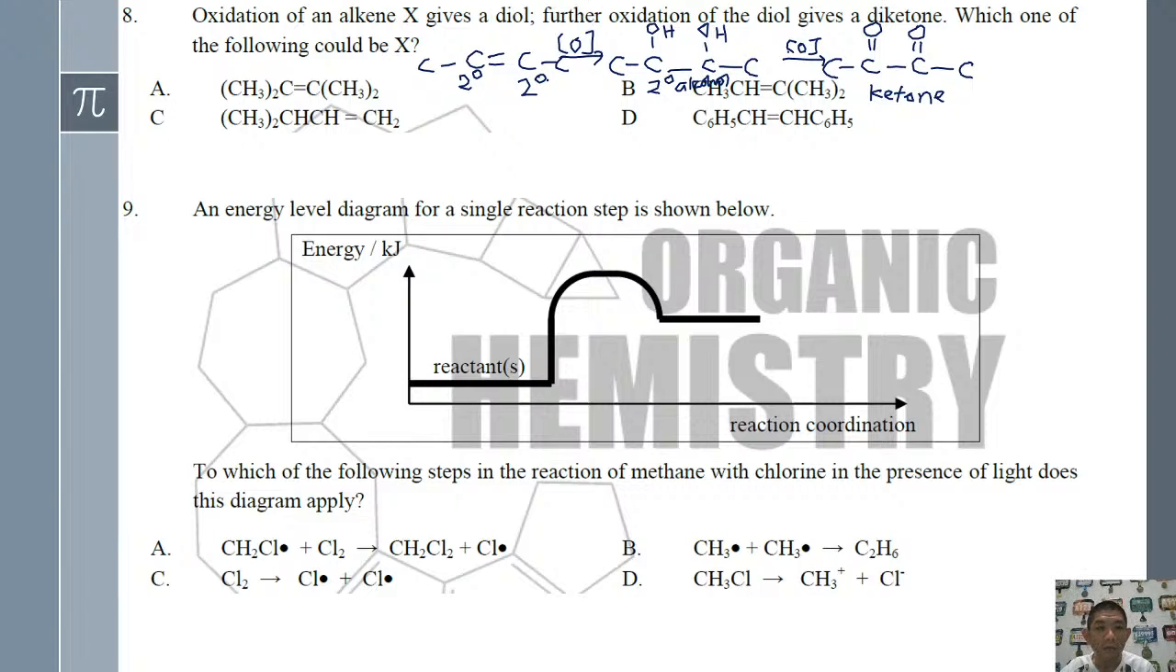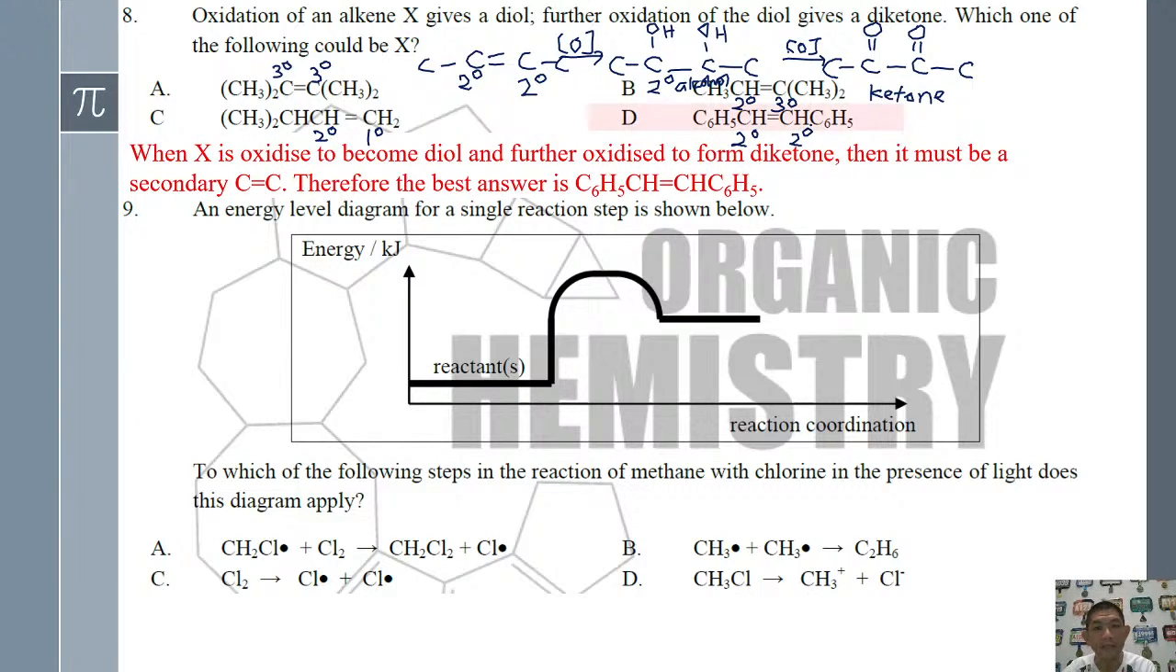So which ones are secondary alkenes? Let's identify one by one. This one is tertiary and tertiary alkene, whereas this one is secondary and tertiary, while this one is secondary and primary, while this one is secondary and secondary. So the answer is very clear, the answer is D. So that is how you identify which one will oxidize to give a diketone.